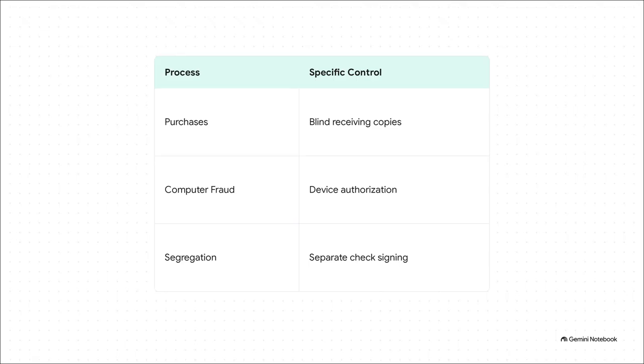To prevent those overrides and everyday theft, we've got to implement some highly specific, rigid rules. Take purchases, for example. We mandate blind receiving copies. This means the receiving department actually has to physically count the goods rather than just lazily checking a box that says received. To fight computer fraud, we use strict device authorization tables to ensure someone on the manufacturing floor can't just access accounts receivable data. And segregation of duties? That ensures the person signing the checks is never, ever the same person receiving the goods.